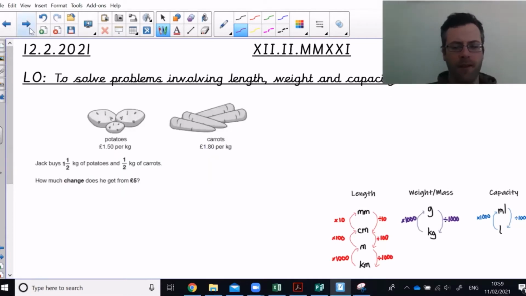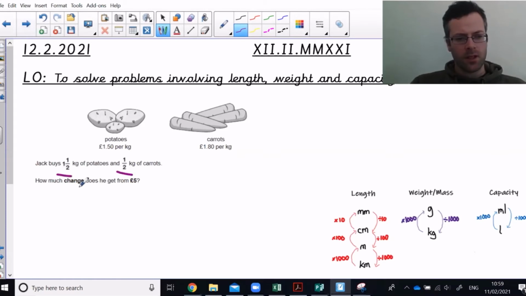Next one. Getting trickier. Jack buys 1.5 kilograms of potatoes and half a kilogram of carrots. How much change does he get from £5? And that's per kilogram, and that's per kilogram. So, a couple of steps in this. I need to work out what 1.5 potatoes is. Then I need to work out what half of a carrot is. Then I need to add them together and work out how much I've got left from £5. So, 1.5. Well, 1 is £1.50.